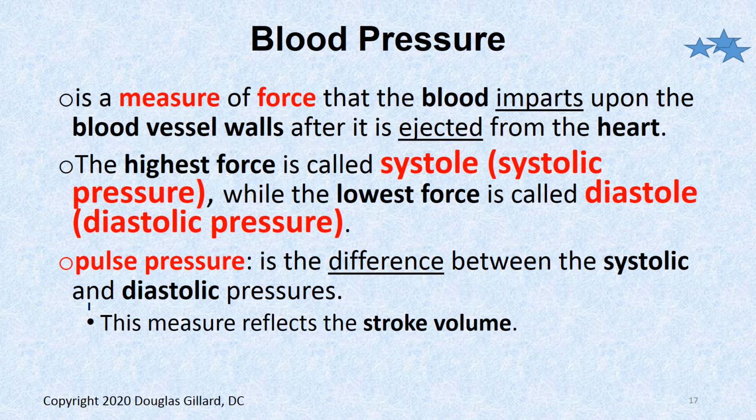Blood pressure, you know quite a bit about it, but let's go over some of the stuff you don't know. It's basically a measure of the force that the blood imparts on the vessel walls as it's ejected during systole. Of course, it's like 120 millimeters of mercury when it comes squirting out, and then during diastole it drops down to maybe 80 millimeters of mercury. So systole is the high number, diastole is the low number. Pulse pressure is the difference between systole and diastole.